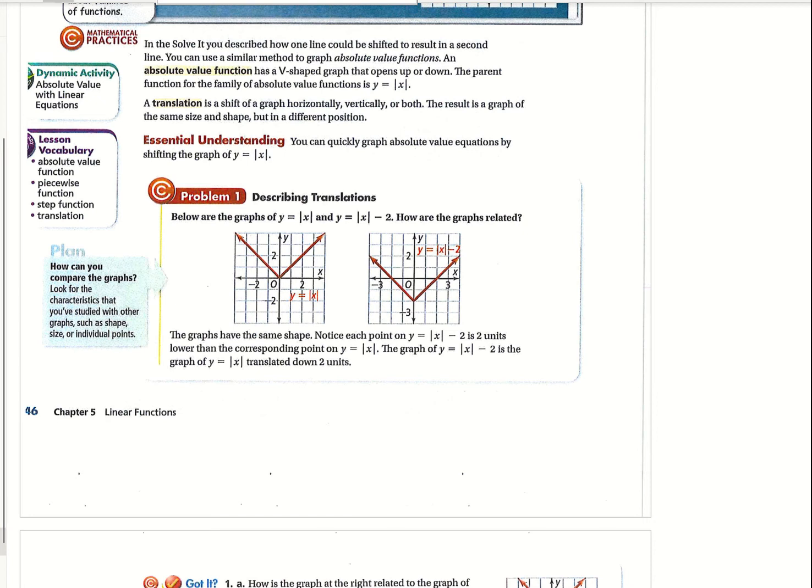One definition I do want you to know is a translation. So a translation is a shift of a graph either horizontally or vertically or both. All right, so I would make sure you either have that written down or know what a translation is. Okay, it's kind of like a slide if you slide the graph one way or another.